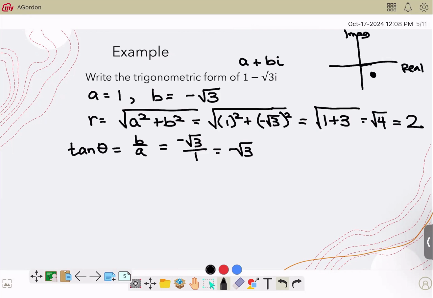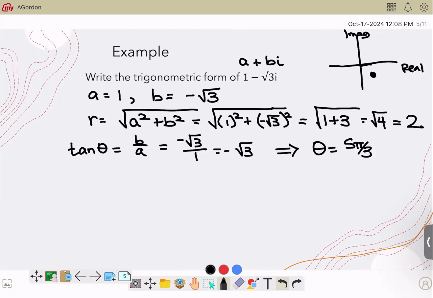So I mentioned using the unit circle. You could also use an inverse if you did arctan of negative square root of 3. And for this one, the angle that we're looking for is 5 pi over 3. So this tells us that theta has to be 5 pi over 3, because tangent of 5 pi over 3 is negative square root of 3.